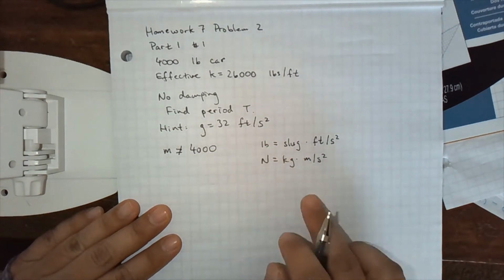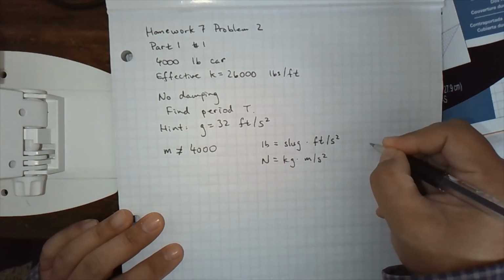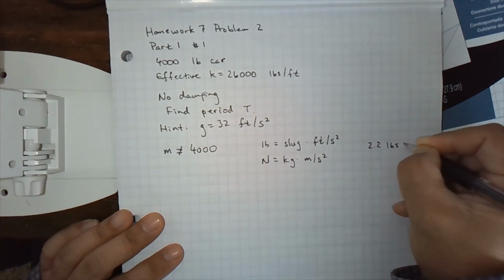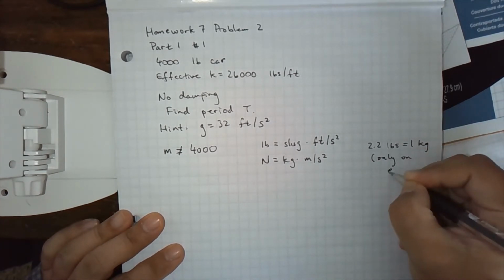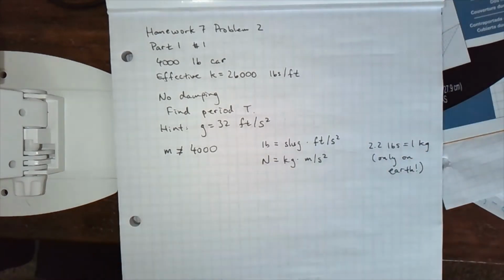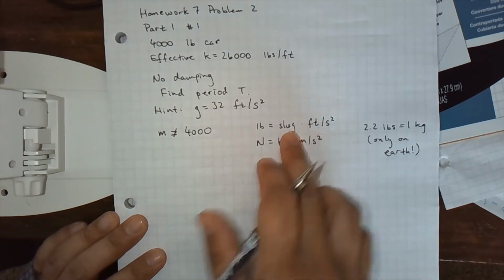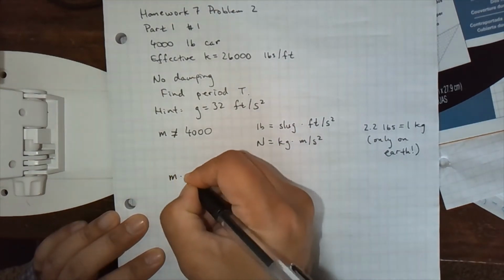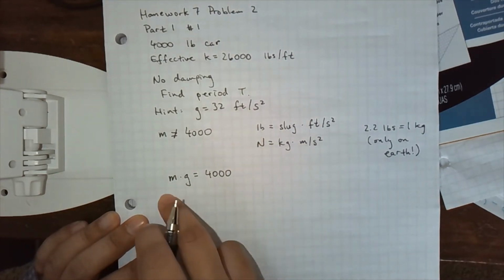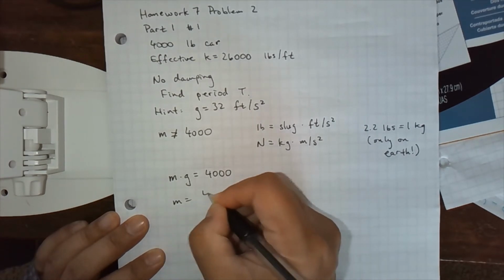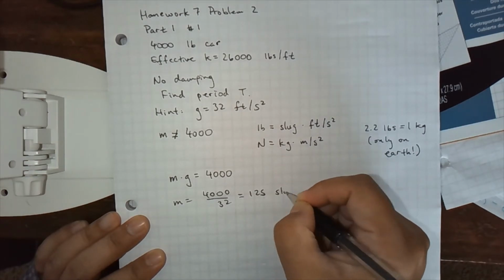You will lose pounds. You will not lose any kilograms. Very weird. And like the pound, we say 2.2 pounds equals 1 kilogram. That's a lie. That's only on Earth. And it even varies slightly at various places on Earth. So we want M in slugs. So we want M times G is actually 4,000 pounds. And so your mass in slugs is going to be 4,000 divided by 32, which is going to be 125 slugs.